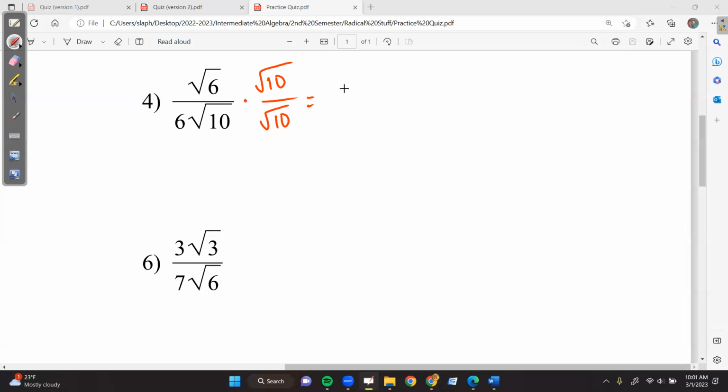So on top, we're going to get the root of 60. Like I said, the top is just a math problem. You just multiply the roots together. You get what you get. You don't throw a fit. The bottom, when your roots cancel, so to speak, you get 10, and then you multiply that 10 by the pre-existing 6, and you get 60. So step 1 is in the books.